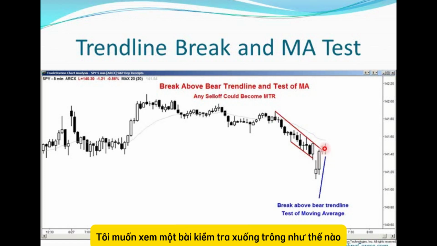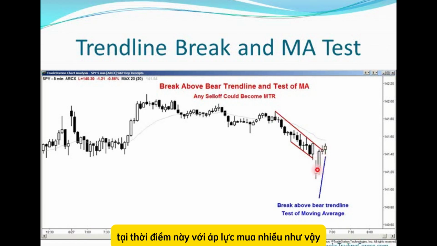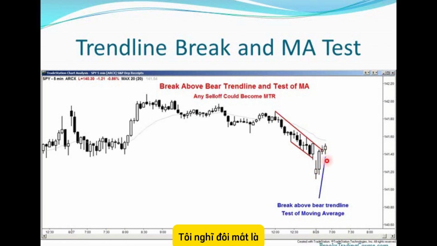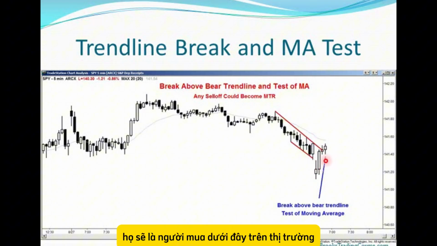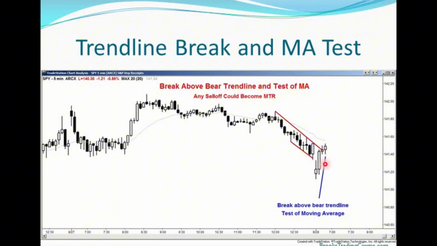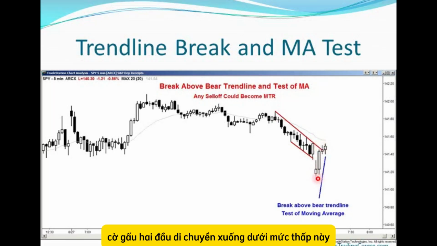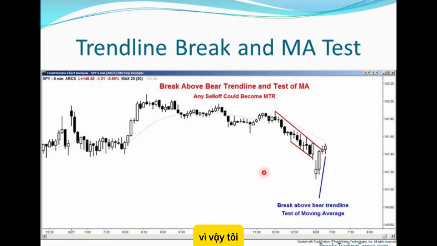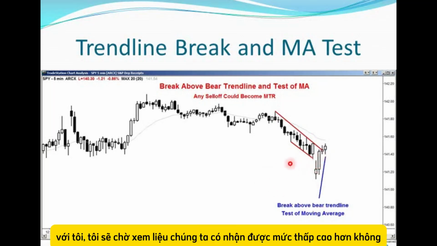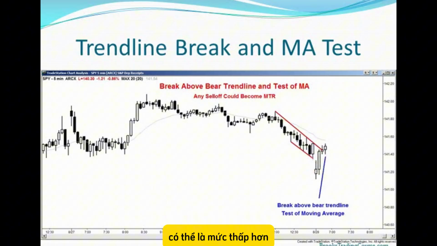strong buy. I'd like to see what a test down looks like. At this point, with this much buying pressure, I think the odds are there'll be buyers below and the market might form a higher low. But the bears will fight to get a double top bear flag, a move below this low, and then a measured move down here. So to me, I'm going to wait to see if we get a higher low, maybe a lower low major trend reversal, rather than take the short.